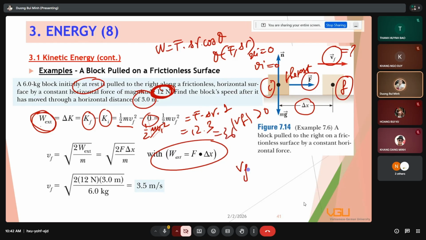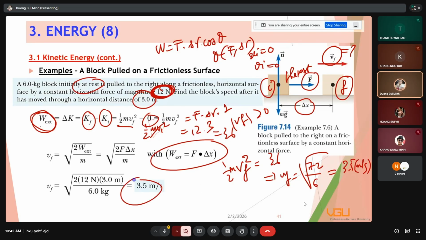So now we can get half m vf square equals 36. So you can get vf squared equals 72 over 6, take the square root, and you get how many? Yeah, 3.5 meters per second. Okay, I did this one already. Any questions so far?